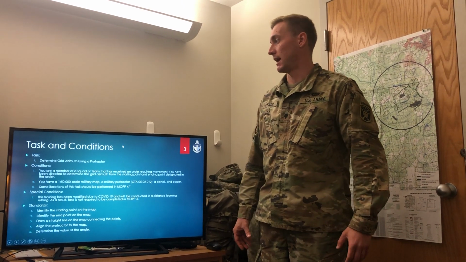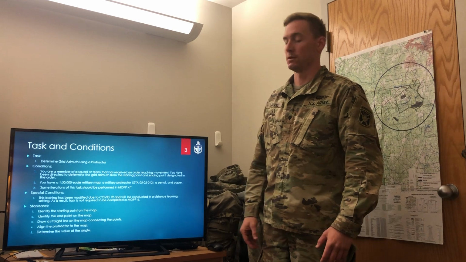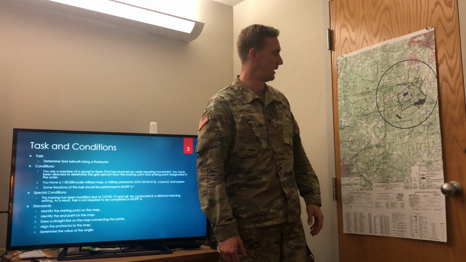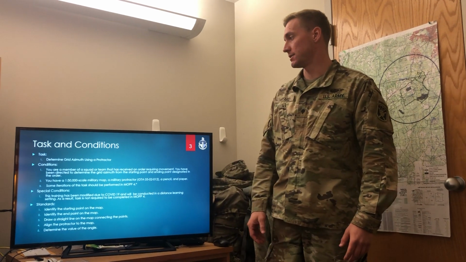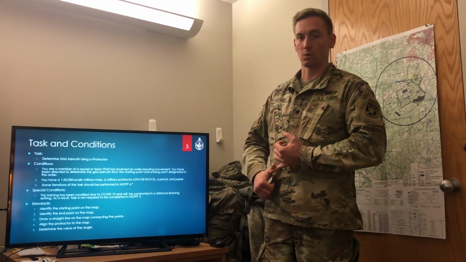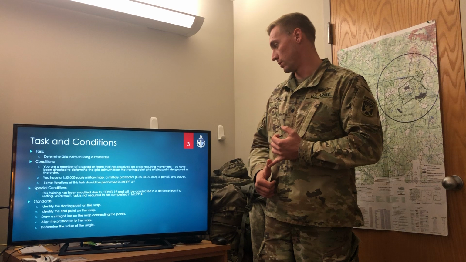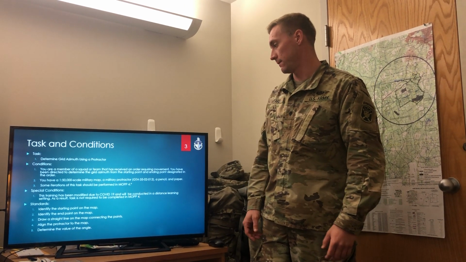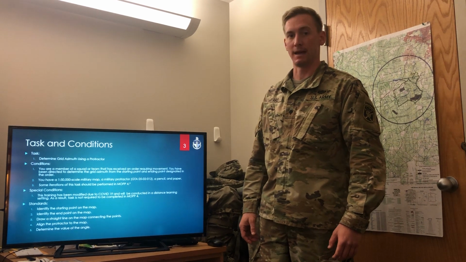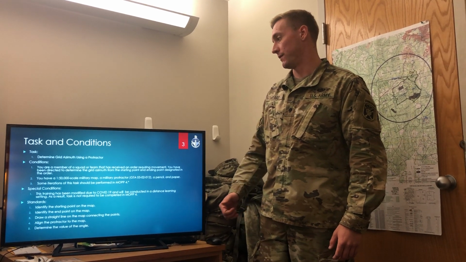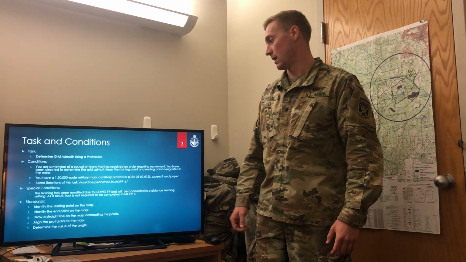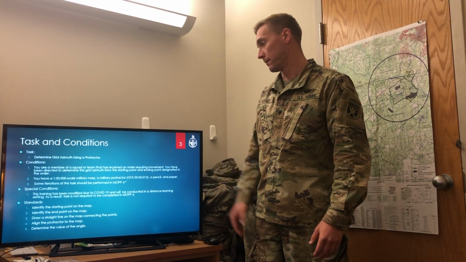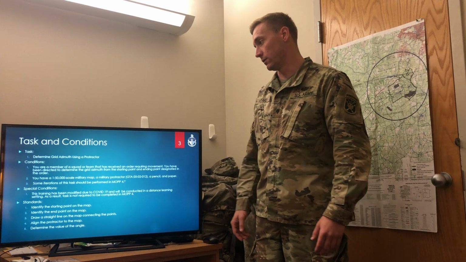Today, your task as a class is to determine the grid azimuth using a protractor on a military map like the one that you see right here. Your conditions are as follows. You are a member of a squad or team that has received an order requiring movement. You have been directed to determine the grid azimuth from the starting point and ending point designated in that order. You have a 1 to 50,000 scale military map, a military protractor, pencil. In this case, we're going to use a pen and paper. The paper is right there if you need it.